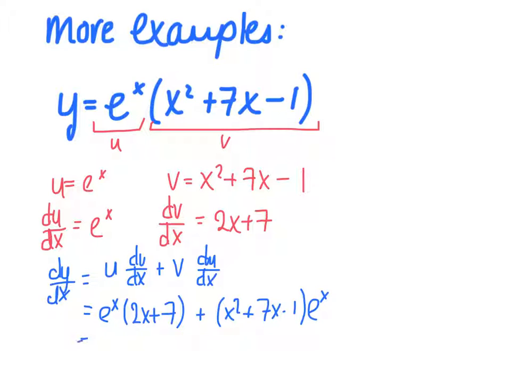Now, of course, I can factorise this, and I should do because I can actually simplify this. I'll pull the e to the x out, and that will leave me with x squared add 7x add 2x, which is add 9x, and minus 1 add 7, which is 6.